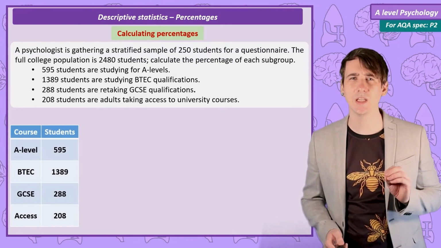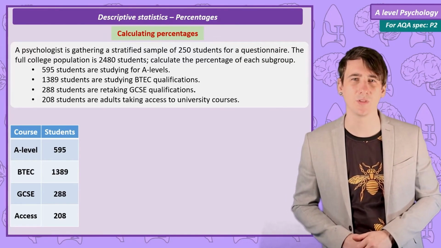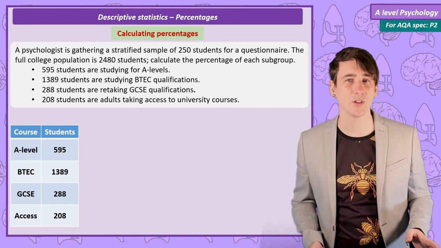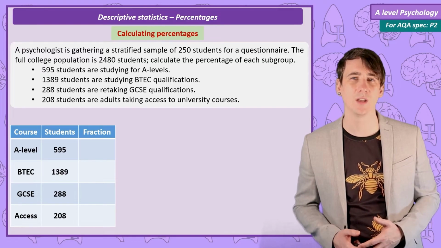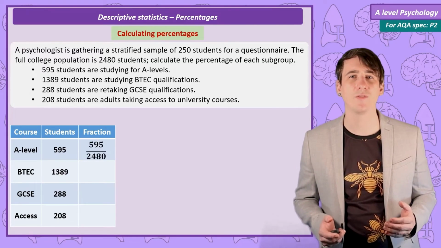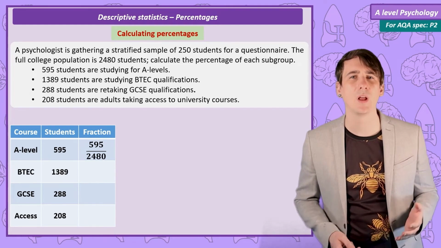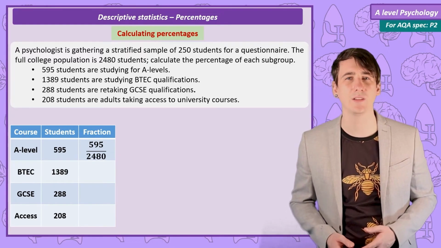What is the percentage of each subgroup and how many of each group should she include in her sample of 250 students? You may know that percentages can also be expressed as a fraction or a decimal. In this case, we have both parts of the fraction that we need. Because for our percentage, we want to know 595 out of 2,480. So let's write our fraction as 595 over 2,480.